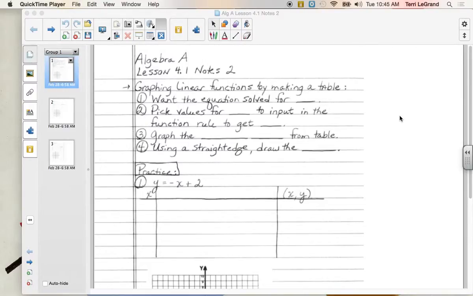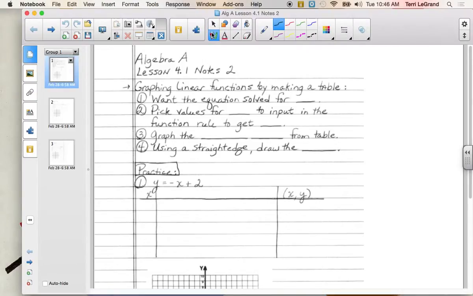Graph these linear functions by making a table. But here's what you want to make sure that you look for first of all. Before you start to make your table to find the values, I want you to make sure that your equation is solved for y. Or in other words, y is all by itself. Because when y is all by itself, then we have the function rule on the other side. So we want the y alone.